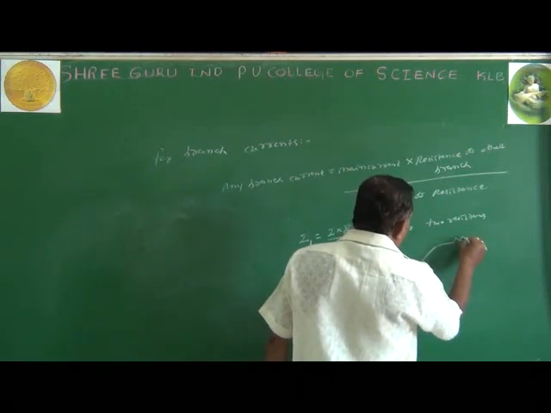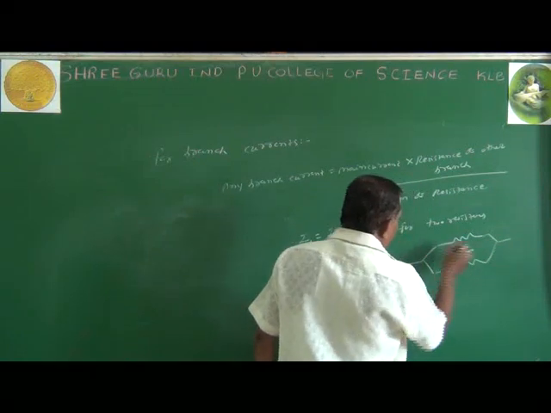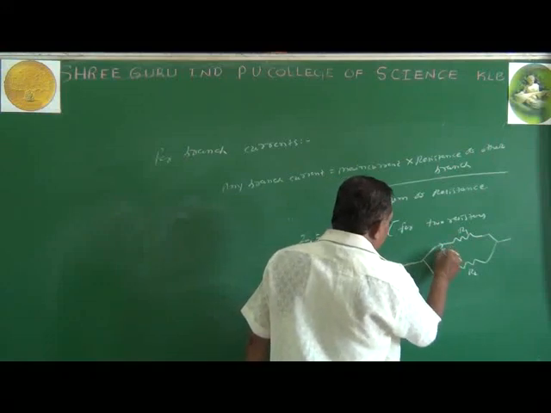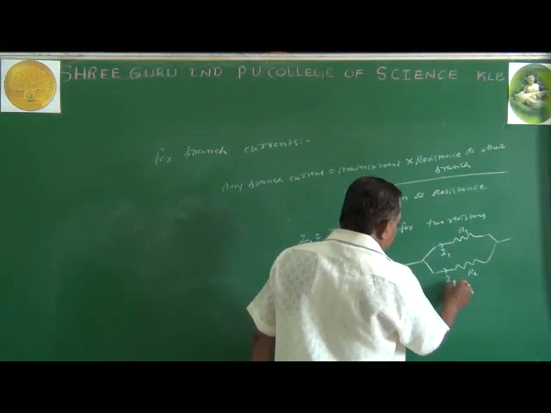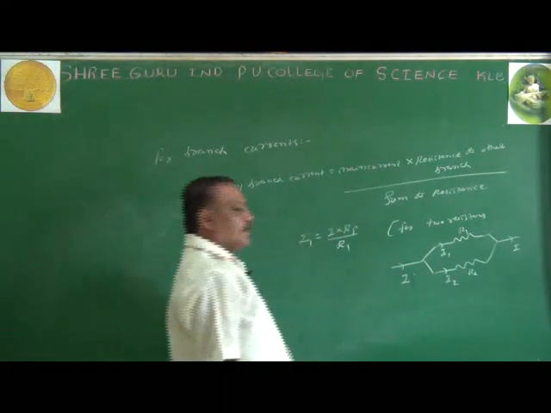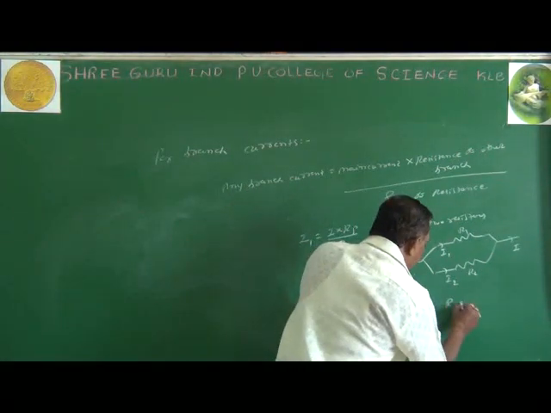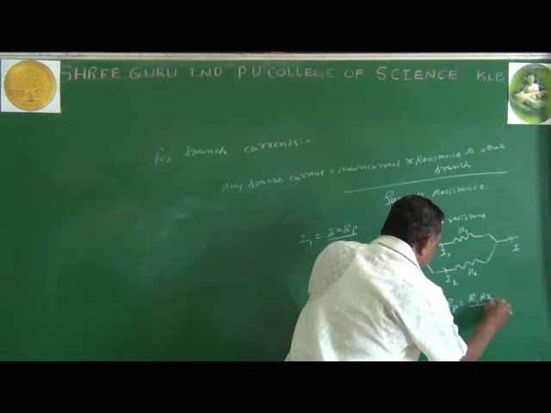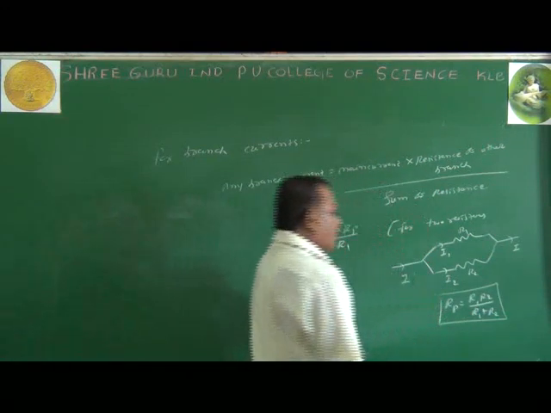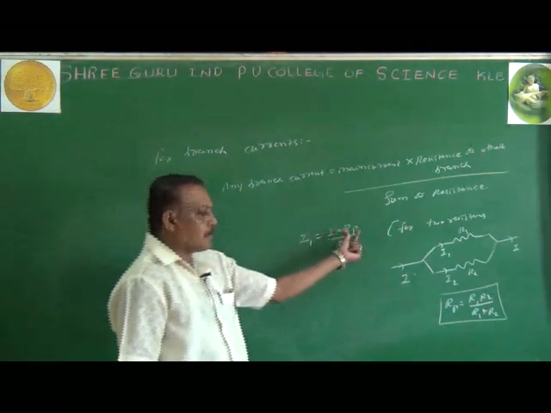Now these are the two resistors in parallel, R1 and R2. This is the main current. The current through R1 is I1, the current through R2 is I2. Then Rp: 1 by R1 plus 1 by R2 equals 1 by Rp, then Rp equals R1 R2 divided by R1 plus R2. Shall I substitute here?